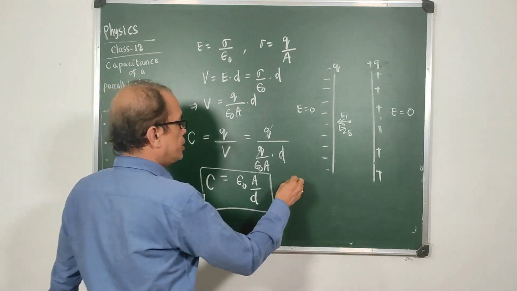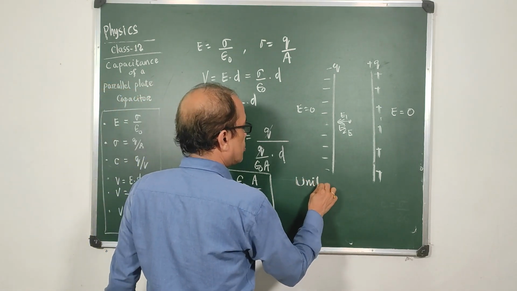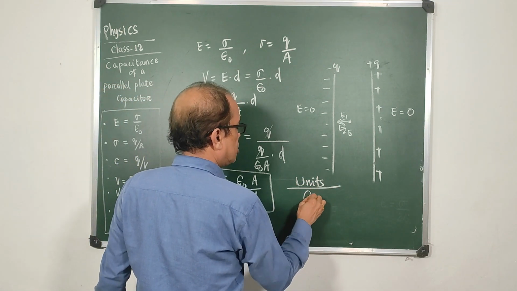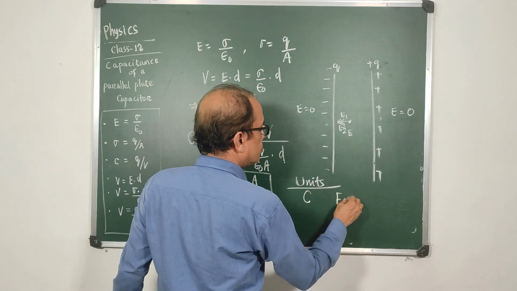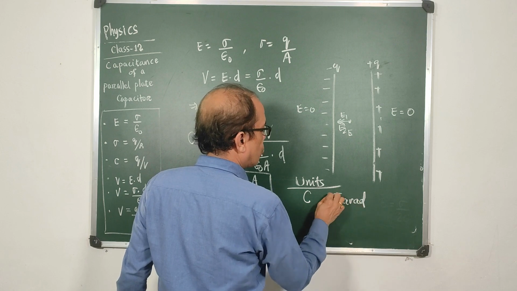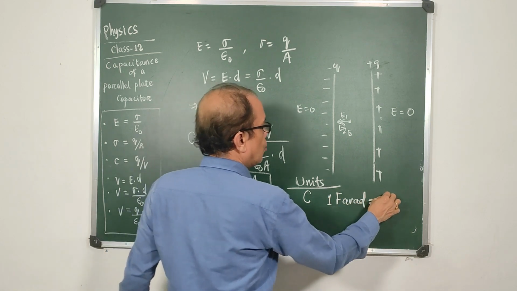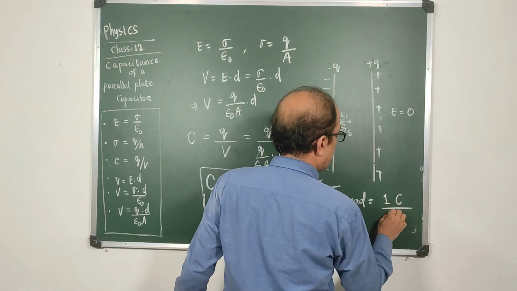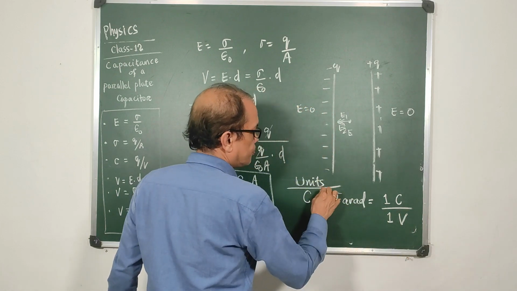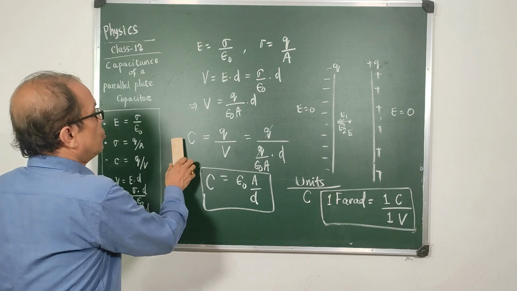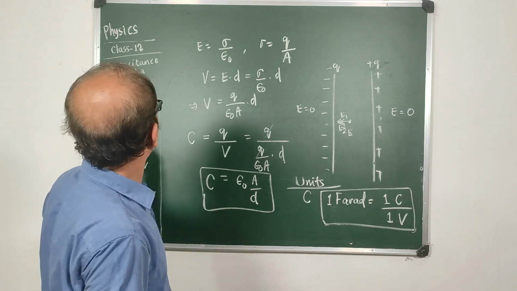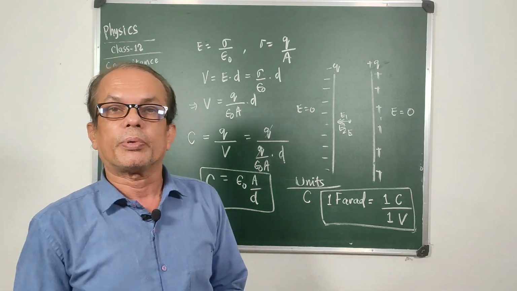Now what will be the units? Already we have discussed that capacity is measured in farad, where 1 farad is 1 coulomb by 1 volt. So with this we find the capacitance of a parallel plate capacitor.